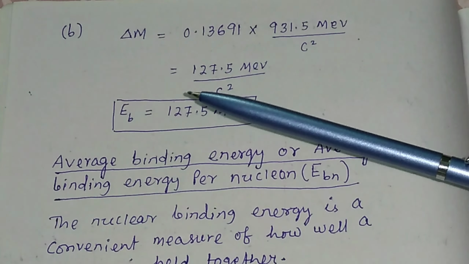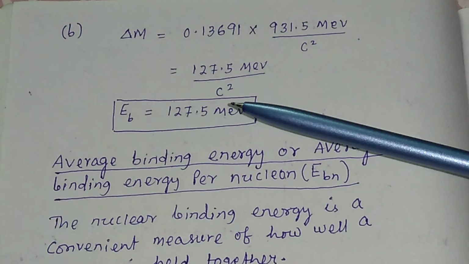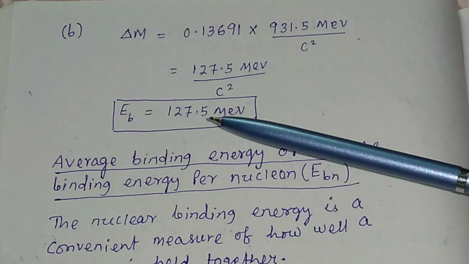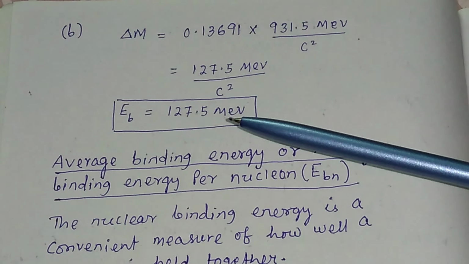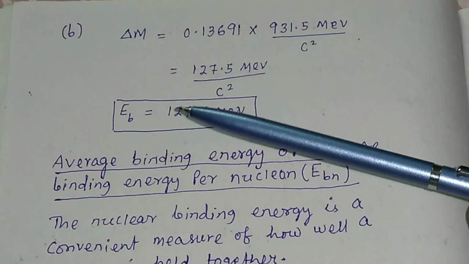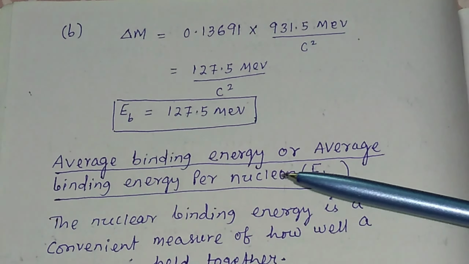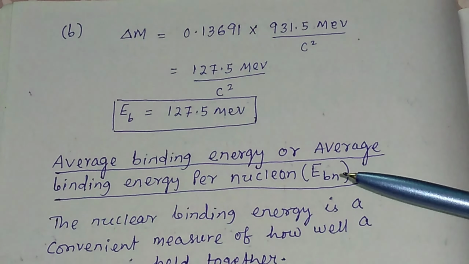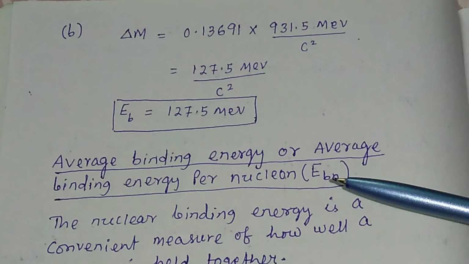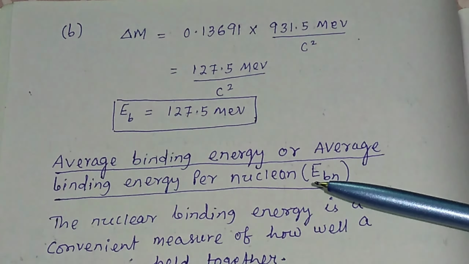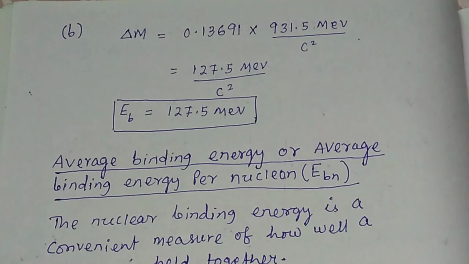So you see the order of the binding energy. It is 127 MeV, or mega electron volt. So it is a very large amount of energy. Then what is average binding energy, or average binding energy per nucleon? Average binding energy per nucleon is generally written as EBN. B for binding energy, and average binding energy per nucleon is BN. So EBN.